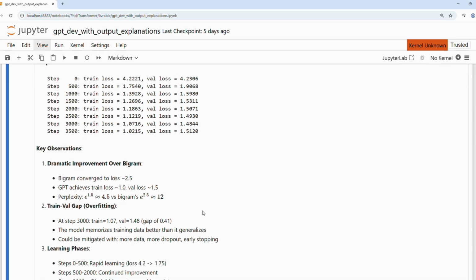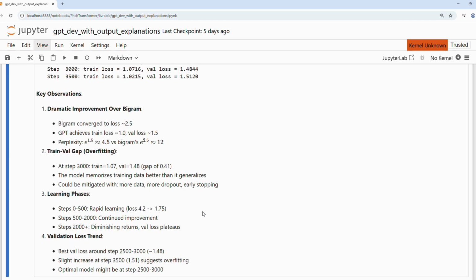The growing gap between training and validation loss, from nearly 0 at the start to about 0.5 by the end, indicates the model is beginning to overfit. If we wanted to push further, we would need more data, more regularization, or both.